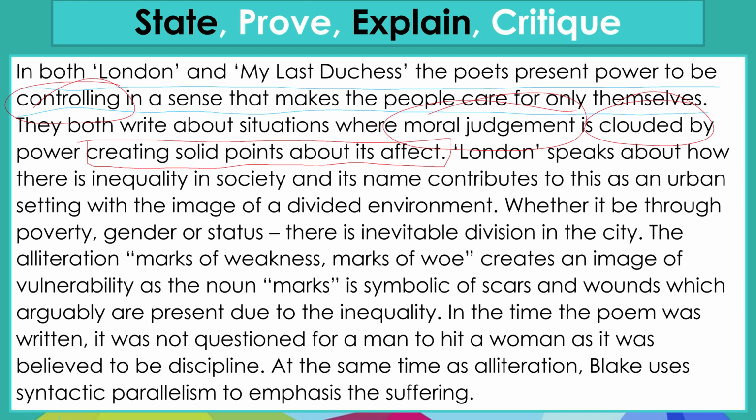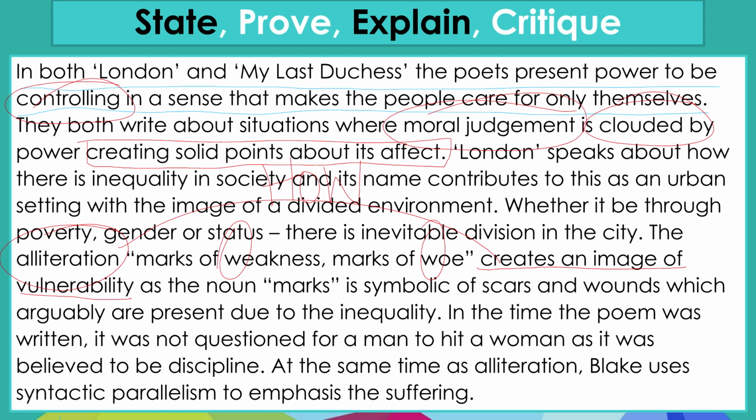Okay, so we've run into our first mistake. The student is stating that the alliteration, marks of weakness, marks of woe, creates an image of vulnerability. My question would be, how? Tell me how just having the alliteration of weakness and woe creates an image of vulnerability. It doesn't. Alliteration doesn't create an image. Alliteration generally, because it's a technique to do with sound, is generally to do with tone and feeling and emotion.